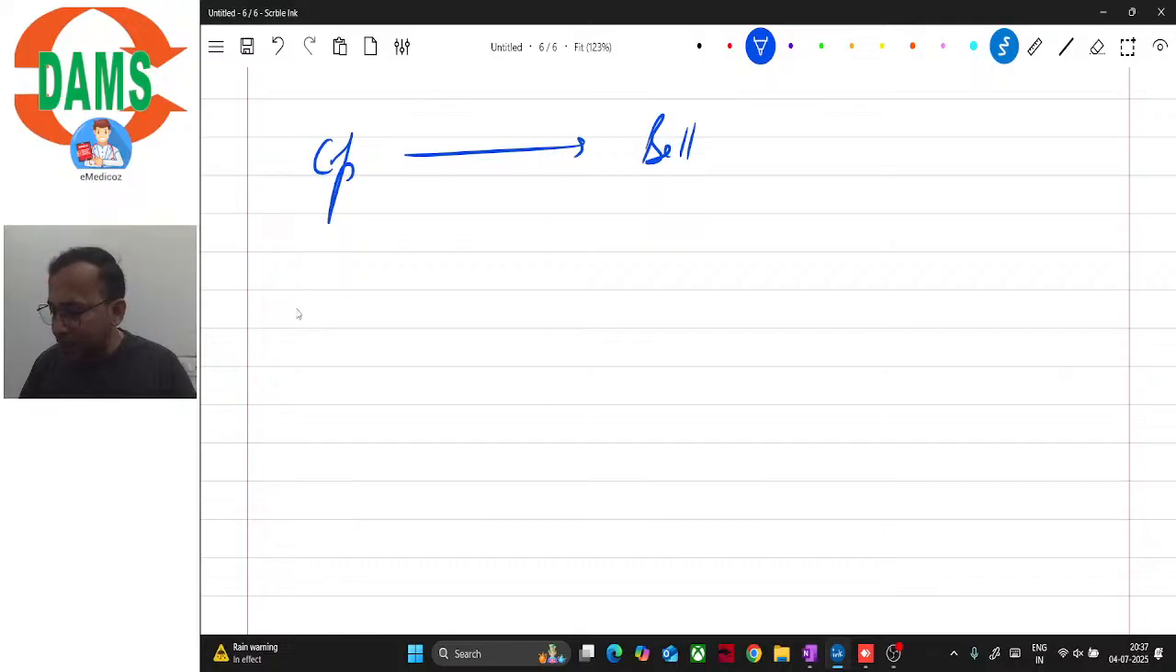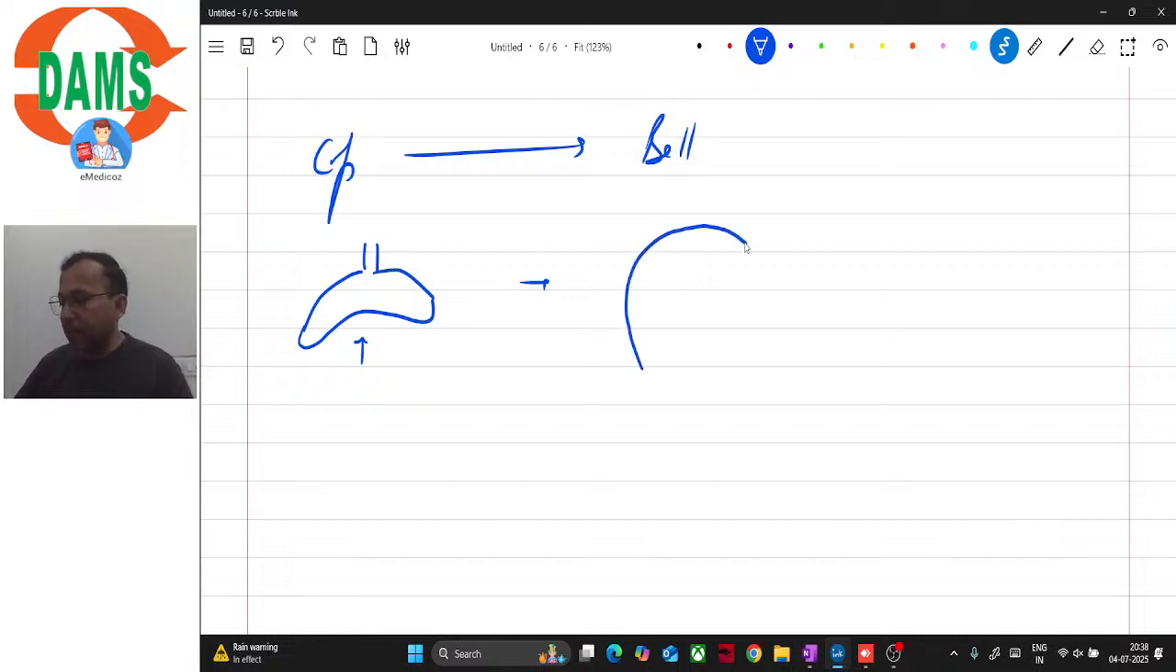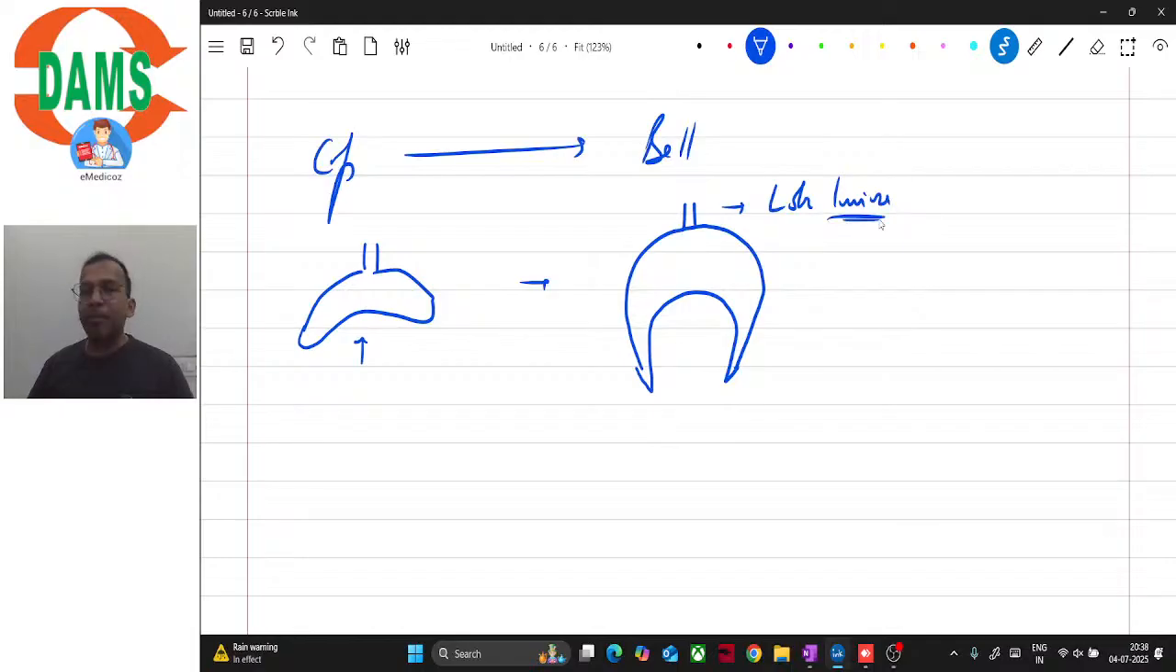So in the cap stage, this is what the tooth bud looked like. There was a shallow concavity, but in the bell stage, what will happen? The concavity will become deep, and initially the lateral lamina would be seen. Right? The stellate reticulum cells, they will mature.